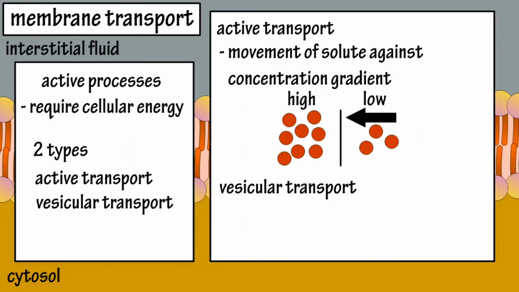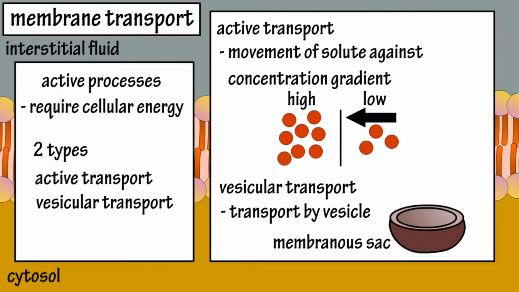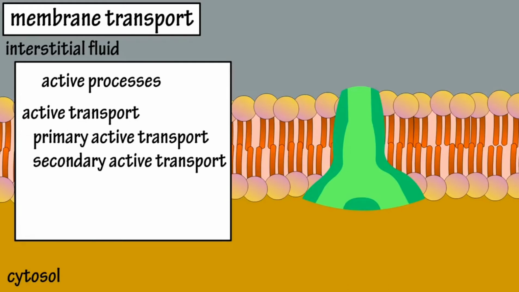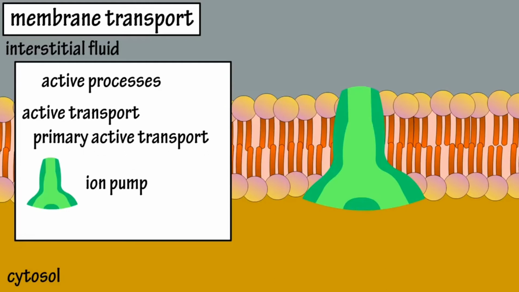Vesicular transport is the transport of large substances across the plasma membrane by a vesicle, which is a membrane-bound sac filled with materials. Active transport has two types: primary active transport and secondary active transport. In primary active transport, cellular protein pumps, called ion pumps, move ions across the membrane against their concentration gradient.